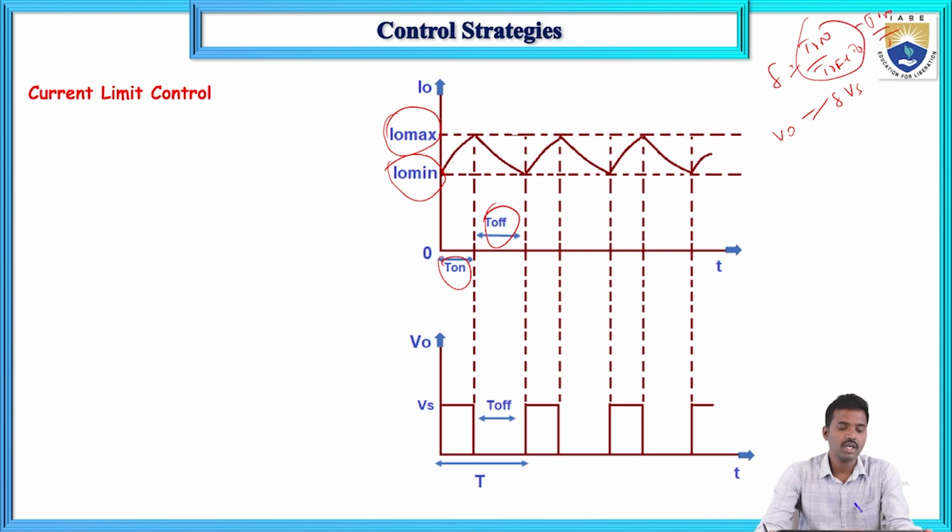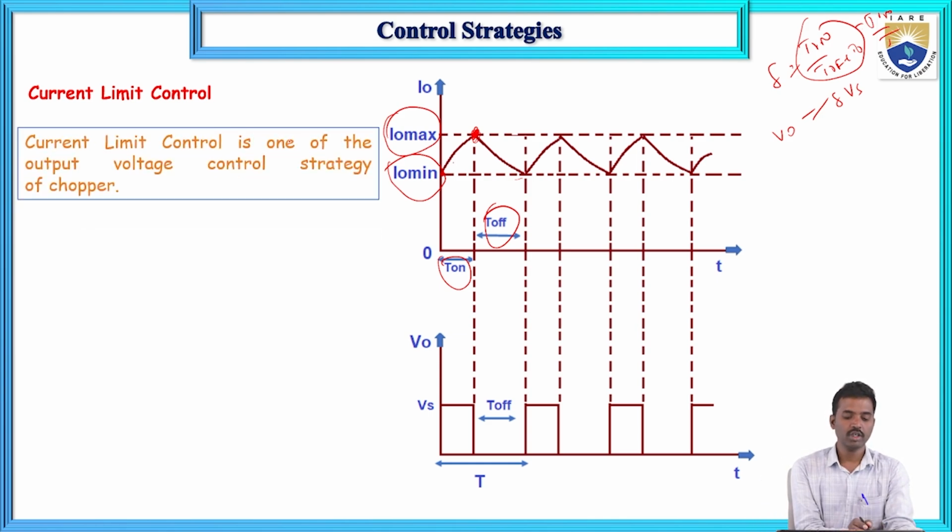In this current limit, when the output current reaches 0, the circuit will be turned on, and when it reaches the maximum value, it will be turned off. During turn on, it rises from I naught minimum to I naught maximum, and during turn off, it falls from I naught maximum to I naught minimum. So it is always continuous. That we will see first.